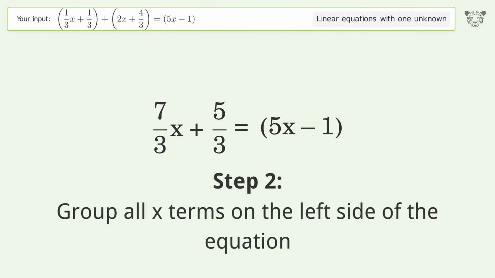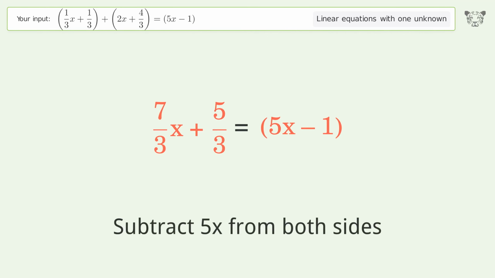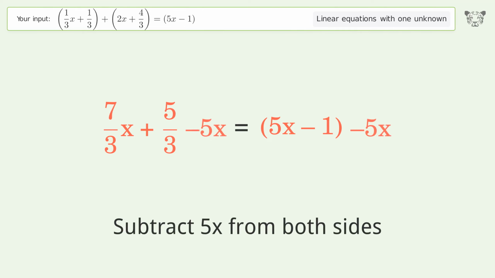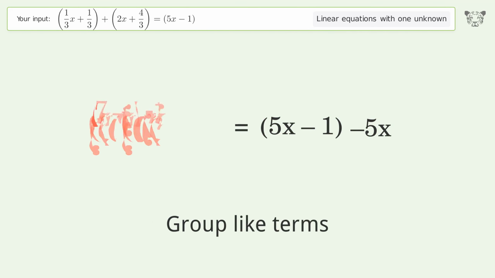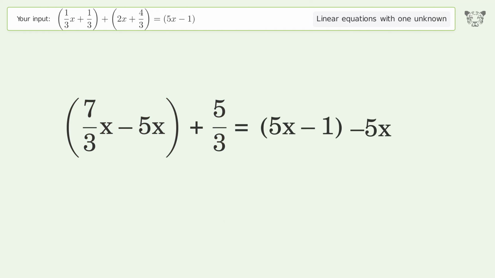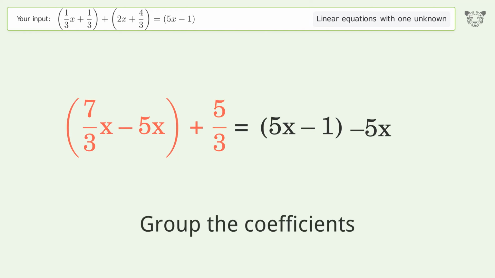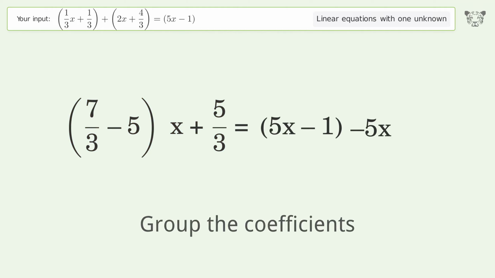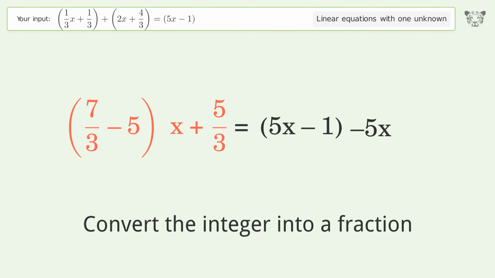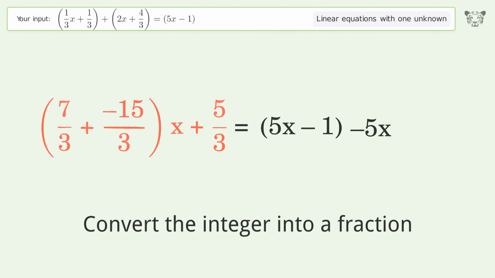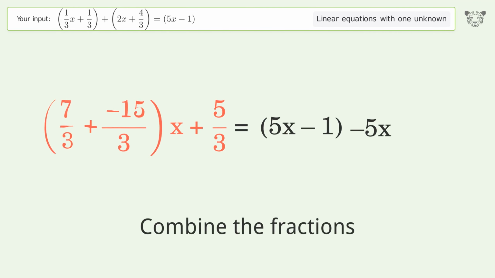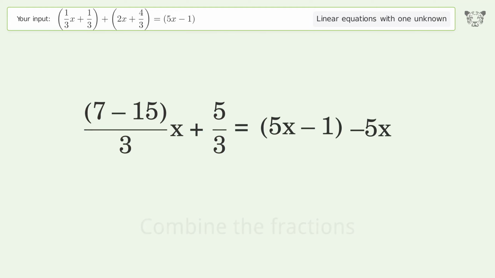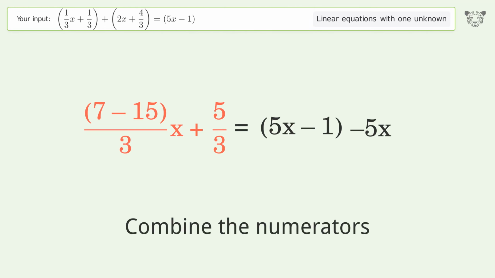Group all x terms on the left side of the equation. Subtract 5x from both sides. Group like terms. Group the coefficients. Convert the integer into a fraction. Combine the fractions. Combine the numerators.